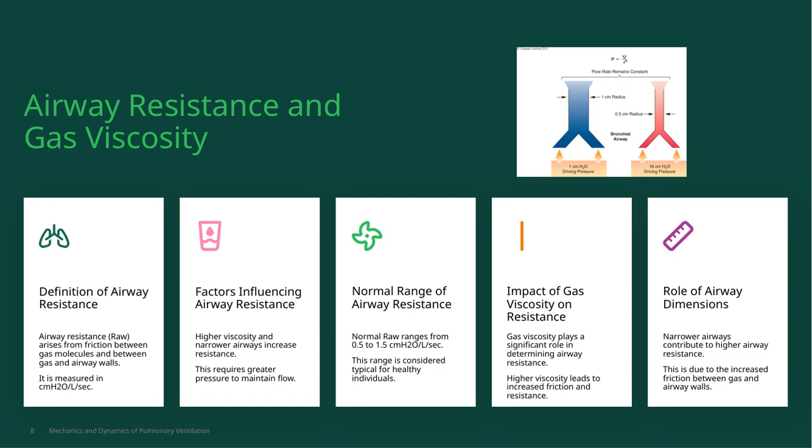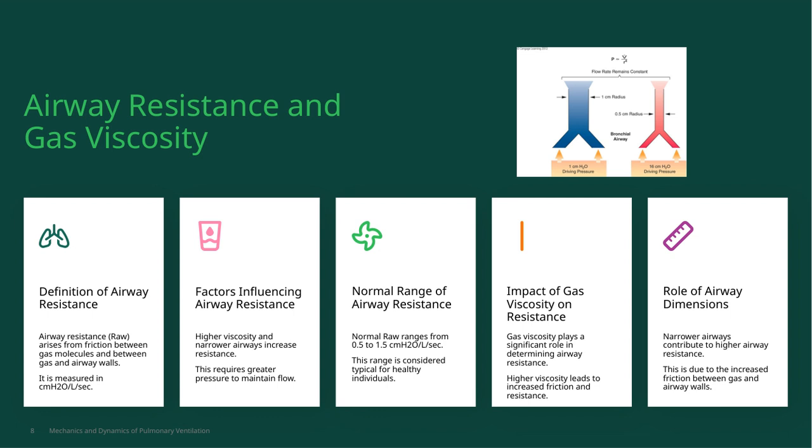Airway resistance, or RAW, actually comes from the friction that occurs both between gas molecules and between the gas and the walls of the airways. We measure this resistance in centimeters of water per liter per second, or cm H2O/L/sec. Now, several factors influence this resistance.